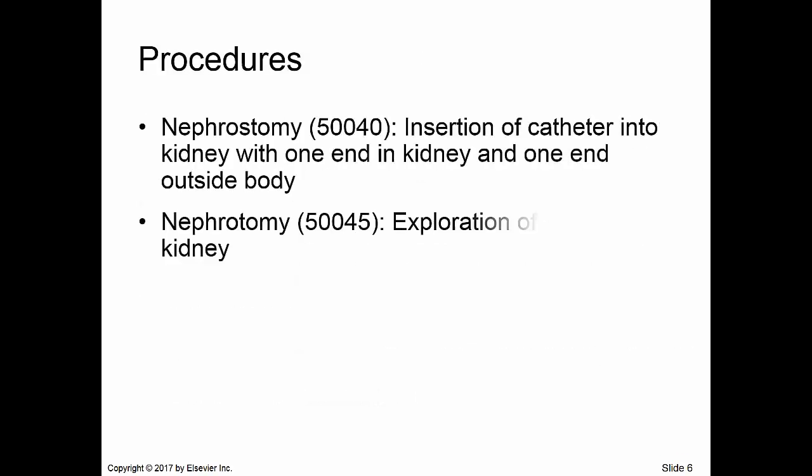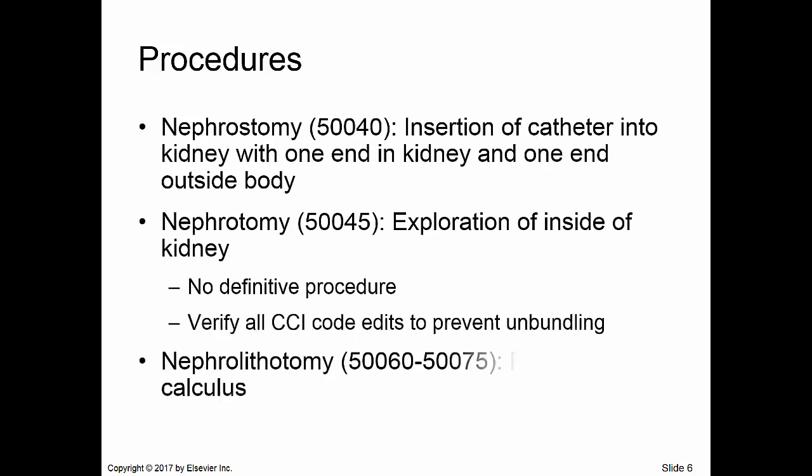Then we have procedures, and in this chapter, it's a hard one for us to begin our online session with because we have so many procedures in this chapter. So one of the first procedures is the nephrostomy, insertion of a catheter into the kidney with one end in the kidney and the other end outside the body. Then you have a nephrotomy, exploration of the inside of the kidney. It doesn't have any definitive procedure, but you need to make sure all those CCI edits are covered, so you don't want to unbundle this. And then we have a nephrolithotomy, the removal of the calculus. What is a calculus? Not math that you hate, but a stone.